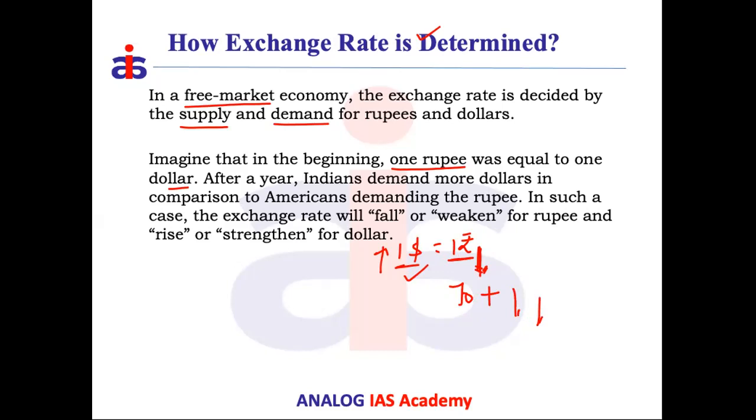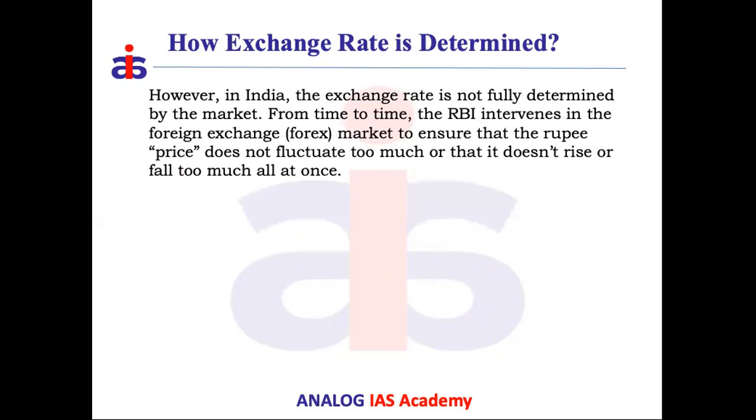Okay, now is the dollar and rupee value decided completely only through the demand and supply process? It's not. Majorly it is decided by the demand and supply of dollars and rupees. But sometimes the RBI does intervene in the foreign exchange market. Foreign exchange market means the market wherein one country's currency is exchanged with another country's currency. So in this market, the RBI does intervene.